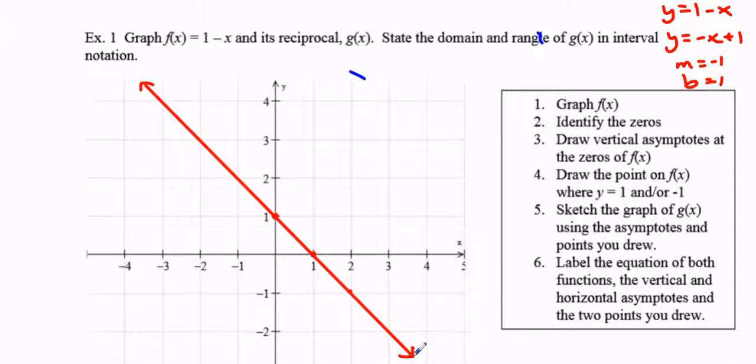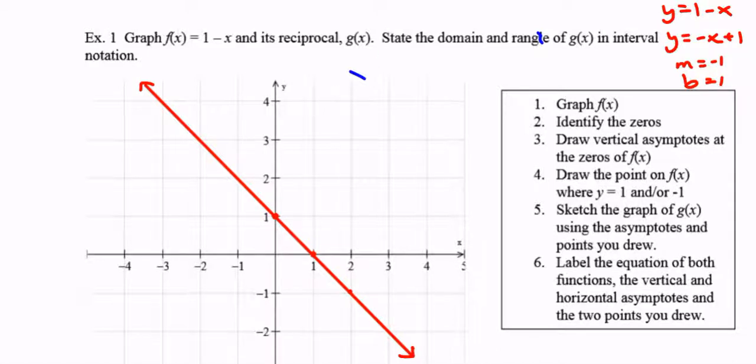Okay. So now it says graph f of x. I did that. Identify the zeros. Well, for any one line, there is only one zero. The exception, of course, is horizontal lines, which do not necessarily have a zero. But every other line will have a zero. So I've identified the zero here at +1, and I'm going to draw vertical asymptotes.